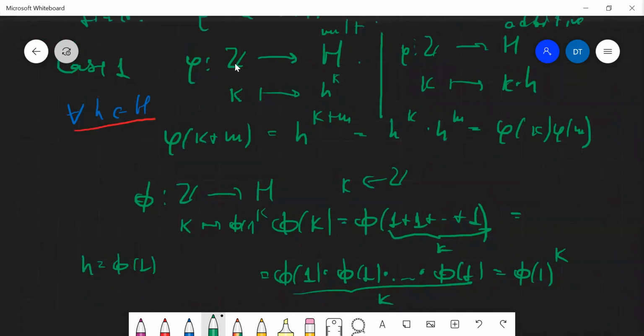So every homomorphism from Z to H is described by an element of H. You can take the element 1 to any element of H, and this rule uniquely defines a homomorphism by this formula.